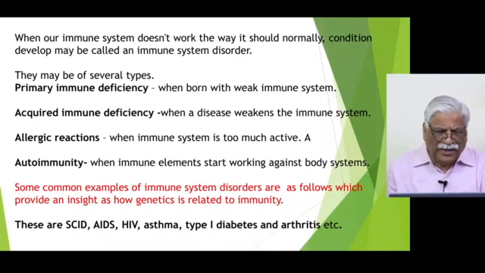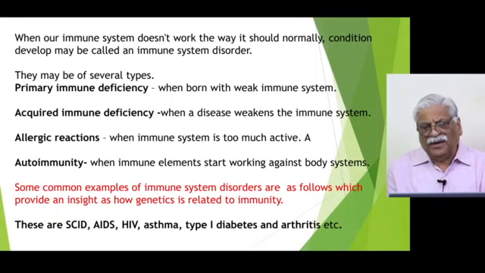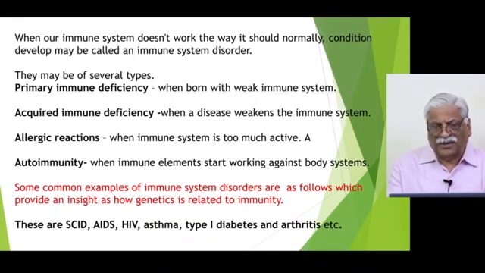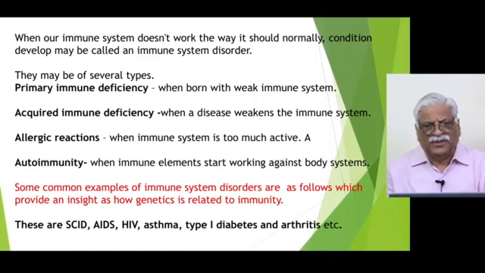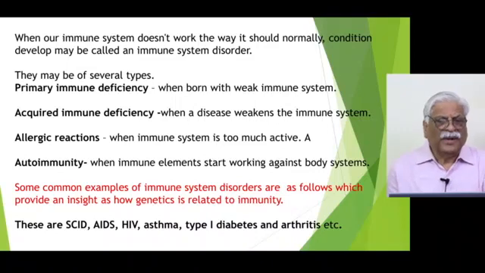AIDS, you already know about it. Acquired immunodeficiency syndrome, which is caused by the virus HIV, the human immunodeficiency virus. Asthma, which is basically due to an overactive immune system. Type 1 diabetes, and then ultimately arthritis. These are basically the diseases which are related to immunity.